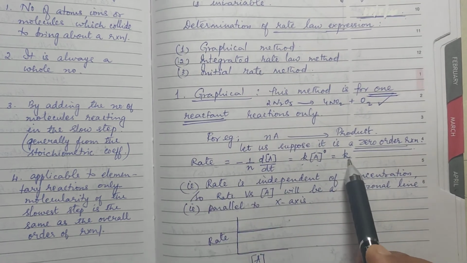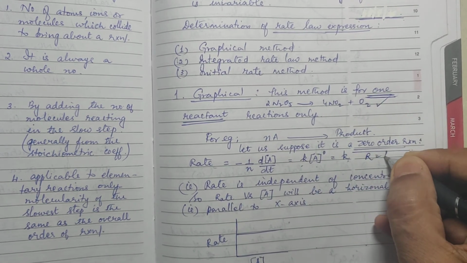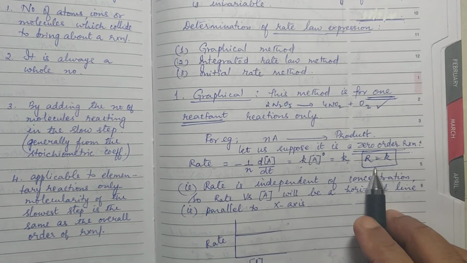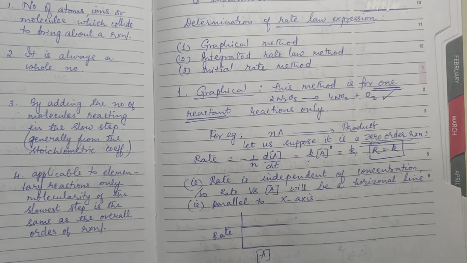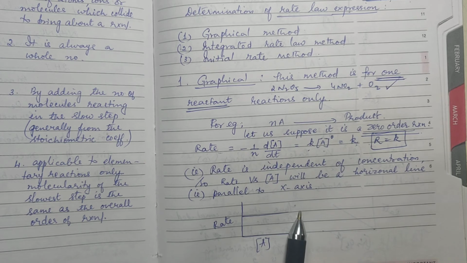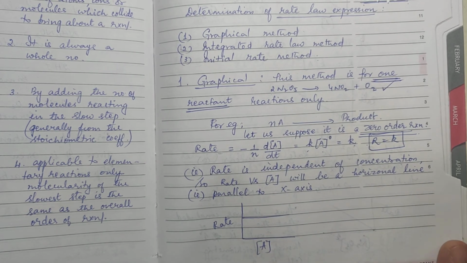R is equal to K, so the concentration term does not appear at all. So if you take the concentration of reactant versus rate, it will go parallel to the x-axis, showing that it is independent of concentration. Right? Okay.